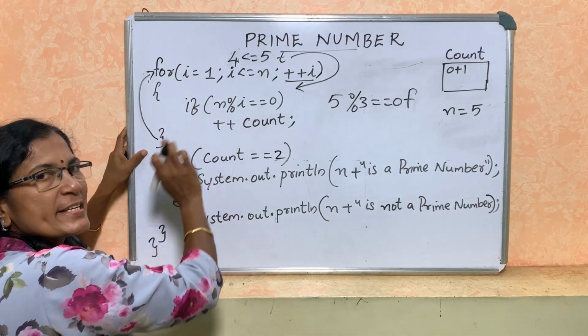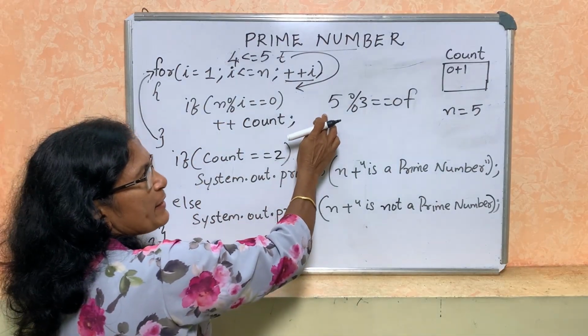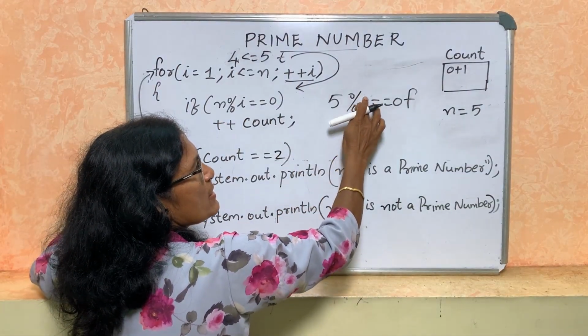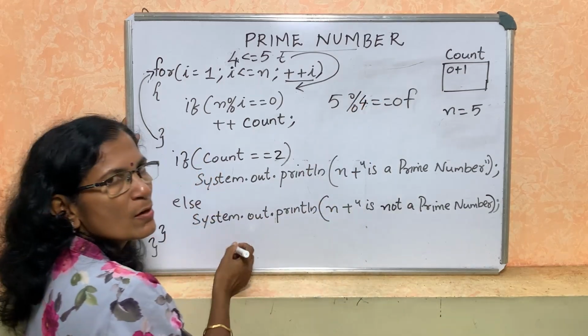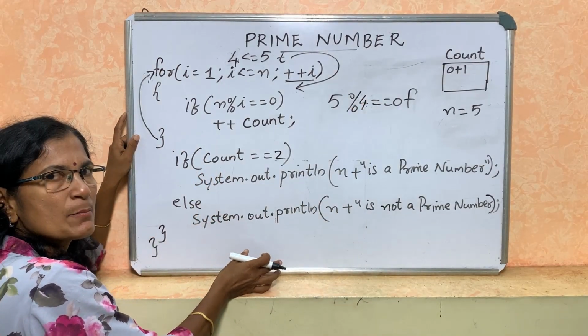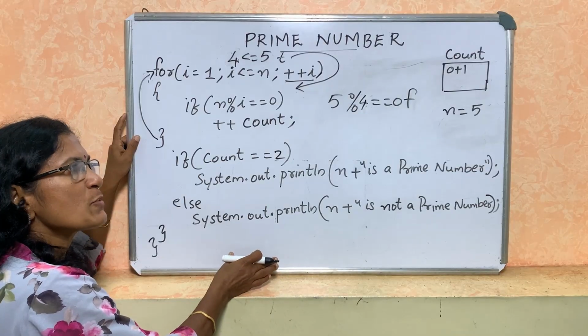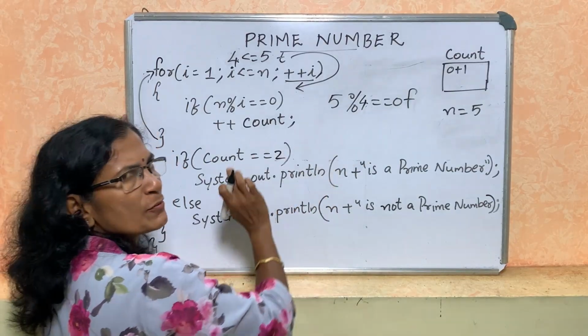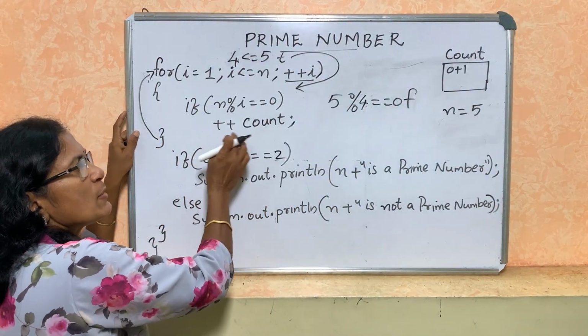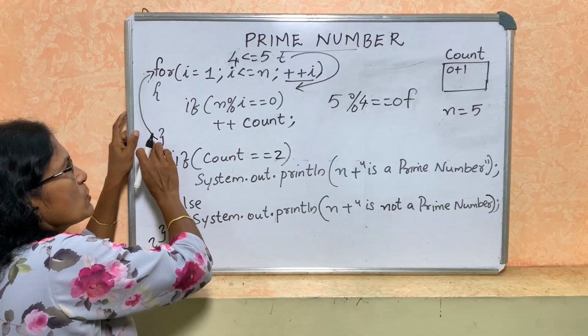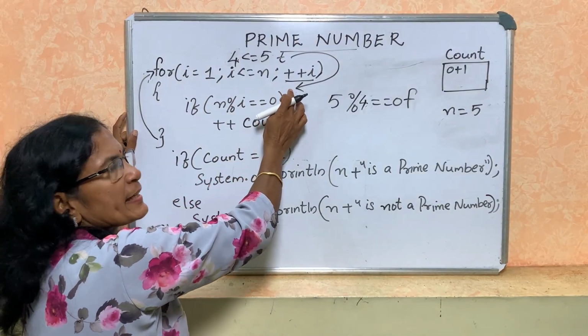Now n modulus i is equal to 0? The value of n is 5. 5 modulus 4 is equal to 0? 5 is not divisible by 4. 5 modulus 4 is not equal to 0. 4 is not a factor of 5, so count will not be incremented. Control goes to the updation statement again.